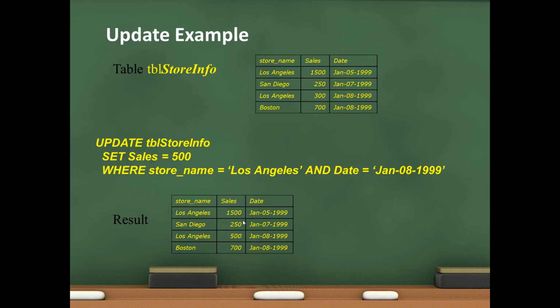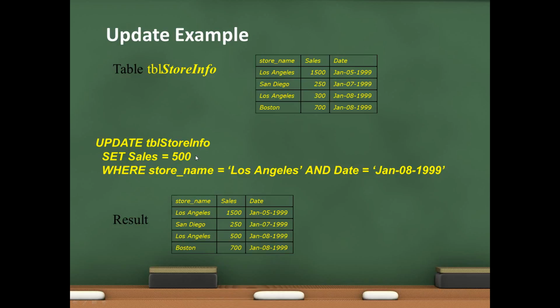One of the techniques that I will use is, before I do anything, since it's the where clause that will dictate which records are changed, I will create a select statement to list out the where clause to show me which records would be affected. So had I done a select statement where store name is Los Angeles and date is January 8th, 1999, only that one record would have been returned, and I would have known that's the appropriate record to change. Then I would have gone back in and changed it to an update statement, as we see right here.